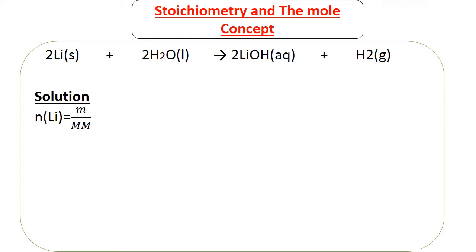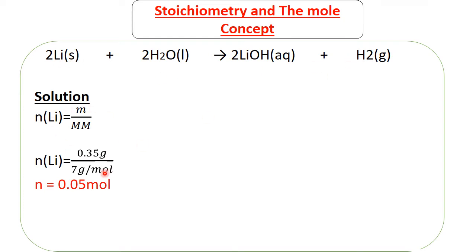So first we get the number of moles of lithium, mass over molar mass, so 0.35 grams over 7 grams per mole, which gives us 0.05 moles of lithium. Next, we use the coefficients. So 2 moles of lithium produces 1 mole of hydrogen. Okay, so this is a reaction. Always 2 moles of lithium will be producing 1 mole of hydrogen.